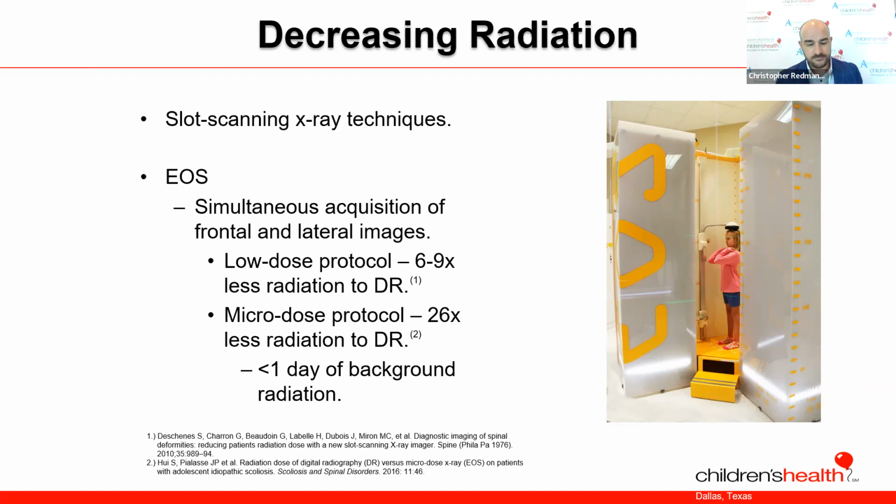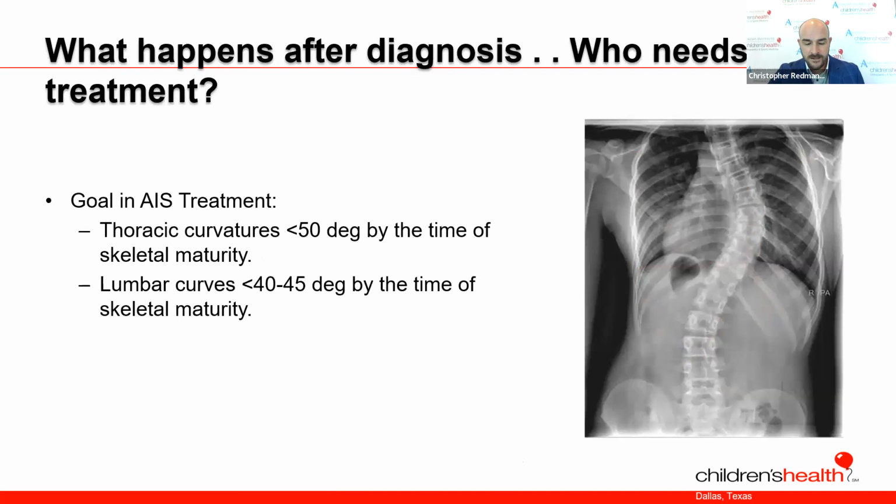So what happens after we have somebody that's diagnosed with scoliosis? Well, we have to first determine what is the goal of scoliosis. So the overall goal of treating scoliosis is to prevent a curvature from progressing and the comorbidities that can occur with large curvatures. And in order to do this, we want to prevent a thoracic curvature from reaching 50 degrees by the time of skeletal maturity and lumbar curvatures from reaching 40 to 45 degrees by the time of skeletal maturity. We state this because of other studies that have shown us the risk of progression.